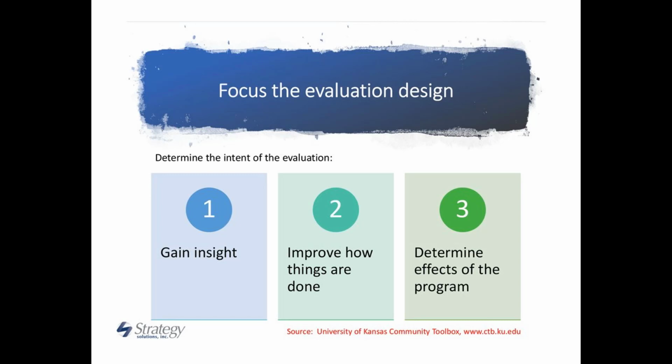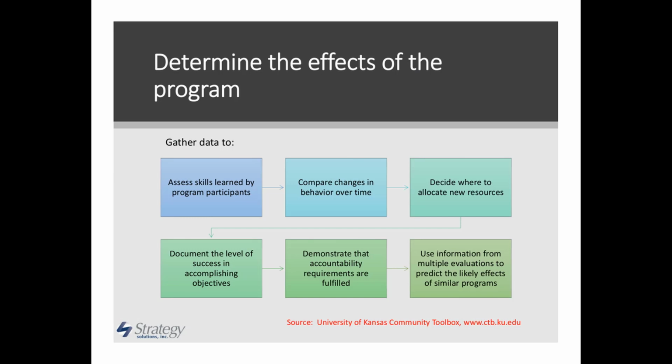Well, in the case of the needs assessment implementation activities, you're really wanting all three things, because you do want to improve what you're doing. You want to assess impact, and you want to get some insight about how it might be better. So then what you do is you gather the data and look at the skills, compare the changes in behavior over time. You can decide where to allocate new resources or stop doing some things and start doing others. Document the level of success. Demonstrate that accountability is being done. These are all what you want to do as part of that process.